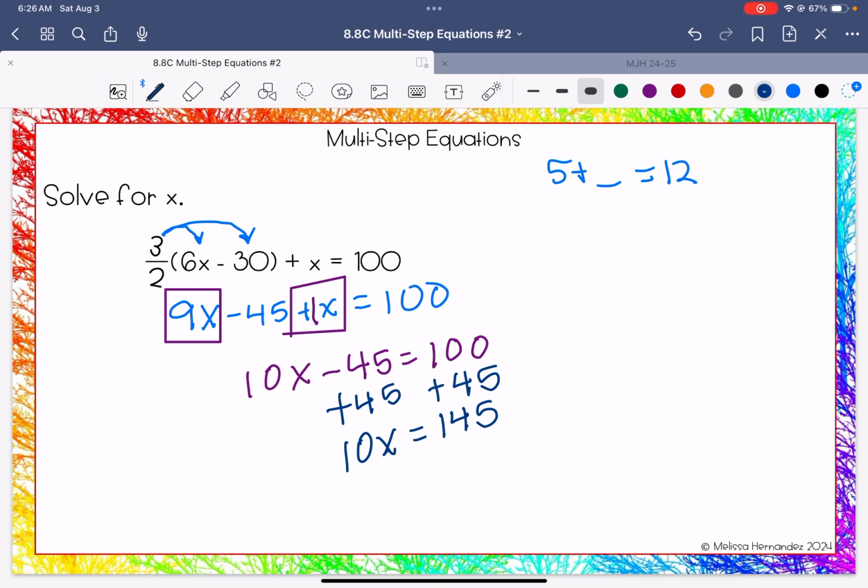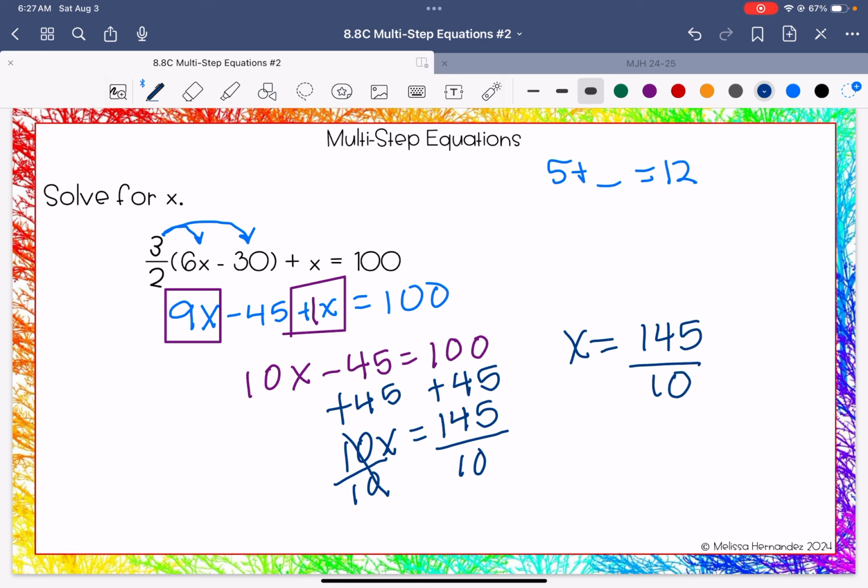I didn't get down to 1 positive x. Okay. In the upper grades, they'll have a negative x and then you'll forget about it. So that's why I suggest putting the 1. So I'm going to divide both sides by 10. And then x equals 145 over 10.